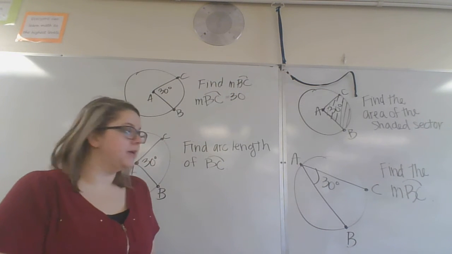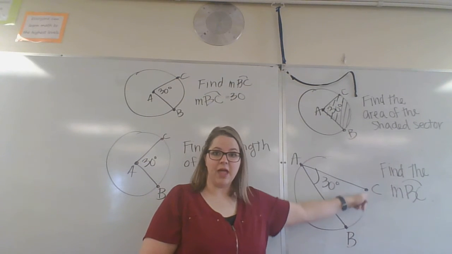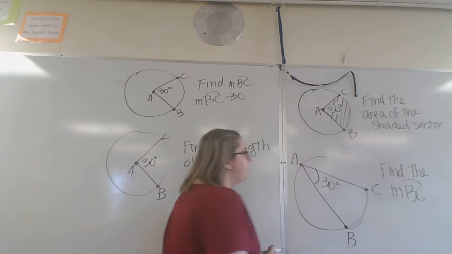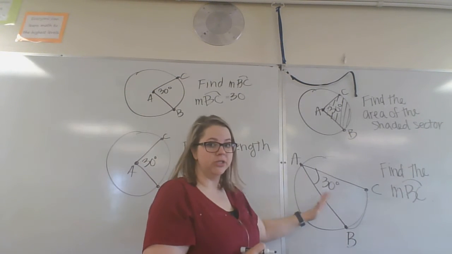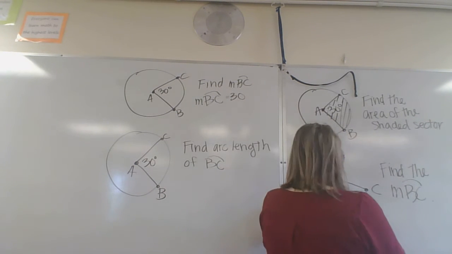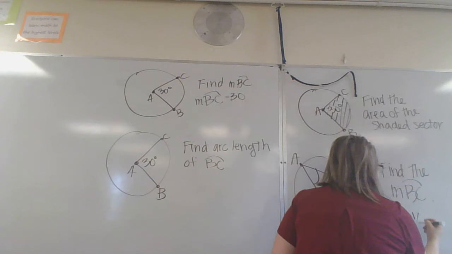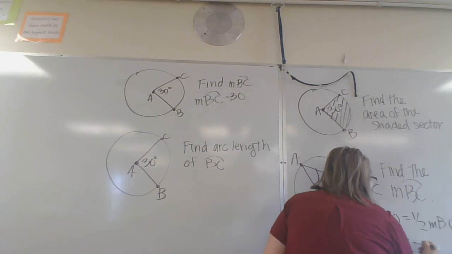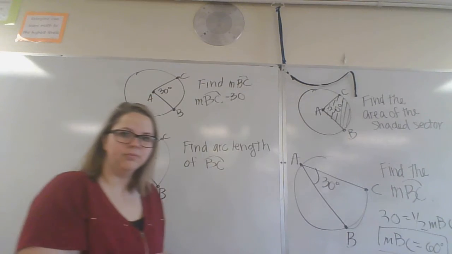Okay, now that is different than this one here. This one says find the measure of BC again, so I'm finding the angle, or the portion of the circle that this is. But here, this one connected to the center of my circle. This one does not. All 3 points are on the outside of my circle. So this one is 30 equals 1/2 the measure of BC. So the measure of BC would be equal to 60 degrees. That's that answer there.